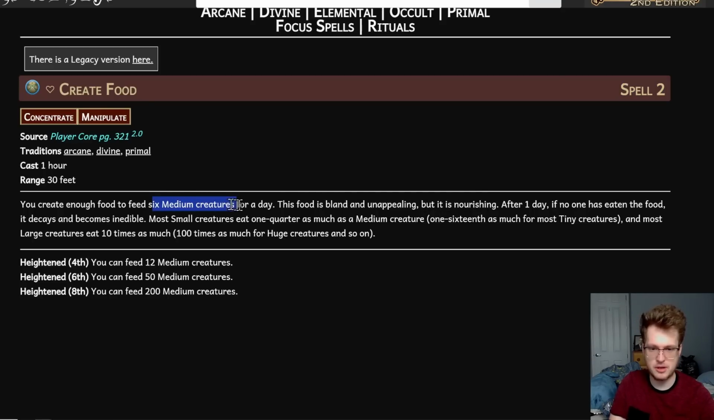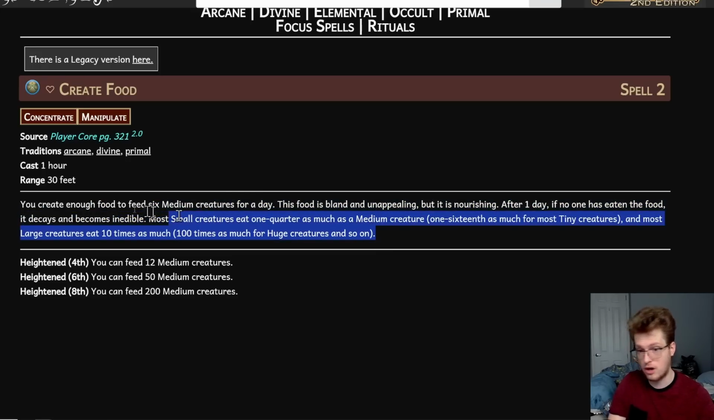Feed 6 medium creatures for a day. Second rank spell, you can buy a bunch of second rank wands for pretty cheap. And create food to get army rations. It's bland and unappealing, but it is nourishing. So you can get some amount of rations as long as your armies have primal, divine, or arcane casters in them, which I think is pretty likely. So create food definitely has implications for a lot of different things.